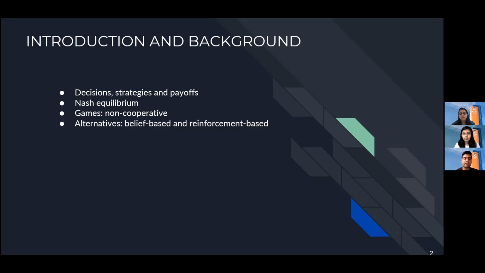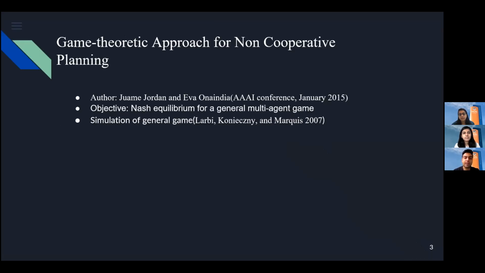In this project, we have discussed Nash equilibrium and two other models as alternatives to it, which are belief based and reinforcement based. We have studied three papers. The first of which is game theoretic approach planning, which was published in 2015 by Jordan and Eva. The objective of Nash equilibrium here is that we have to predict whether there is a Nash equilibrium present in a multi-agent game or not. The game was described in the paper in 2007 by Larby and Mark Watts.